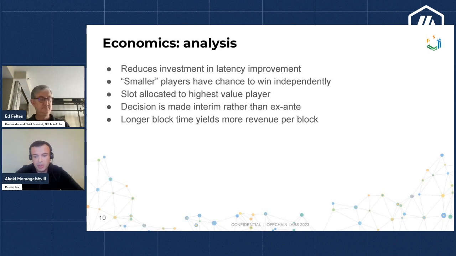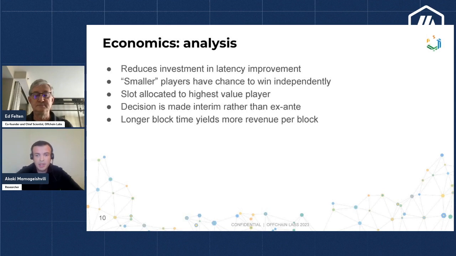Okay, so let me go through the properties. The first property is actually our initial motivation, that searchers or arbitrage takers reduce their investment in the latency improvement, so that all the investment they make to win the races doesn't go to third parties but goes to the protocol itself. And that is achieved because you can think about it as some part of their budget going to bidding, but we have a much more comprehensive analysis of that.